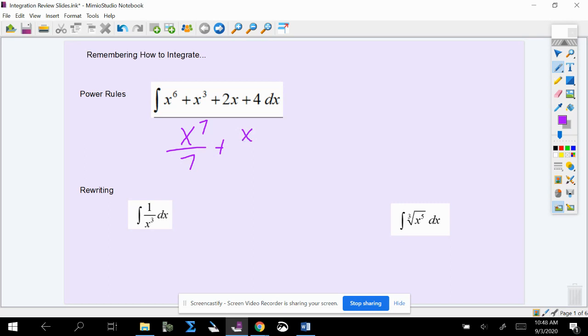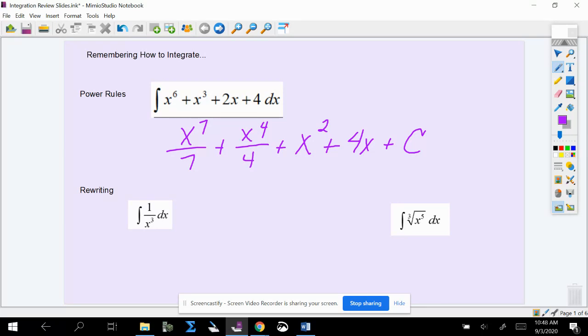Power 1 greater for the next term would be the 4th power over 4. Power 1 greater, this is going to be 2x to the second over 2. If you want to write that, you can, or just realize it's just x squared. And then for a constant, it's that constant times x. And then for all of our integrals, when we talk about our indefinite form, we're going to put a plus c. It's called an indefinite integral because we don't know what c is.